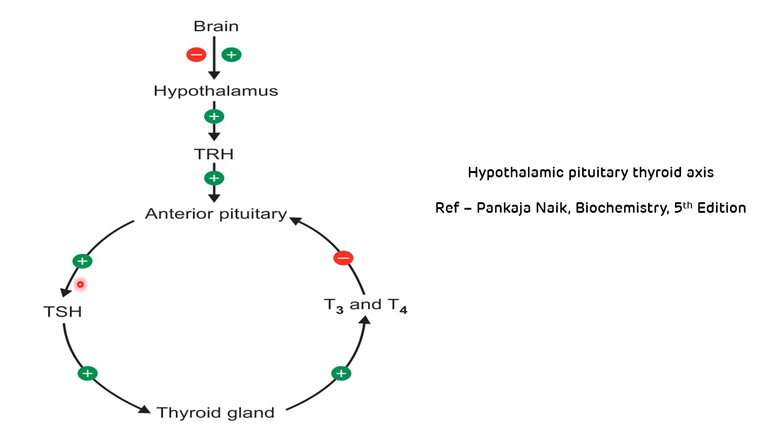So thyroid hormone produced by the thyroid gland provide negative feedback to the TSH and TRH when the thyroid hormone levels are high. So the TSH production is suppressed. This negative feedback also occurs when level of TSH are also high, causing TRH production to be suppressed. That is the mechanism of hypothalamic pituitary thyroid axis.